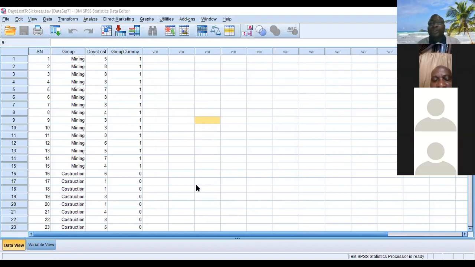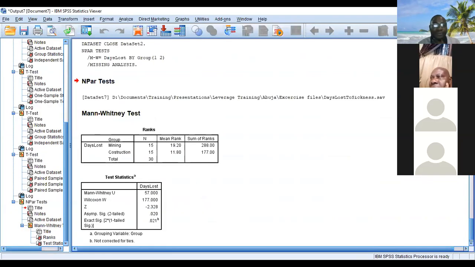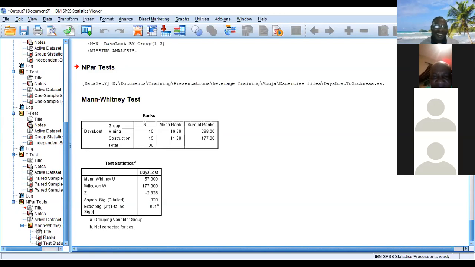Let me share the results. Can we see the results? I've shared now. Okay, you see my Mann-Whitney U? Can you see Wilcoxon, all those things? Can you see the p-value? You see, it's significant.